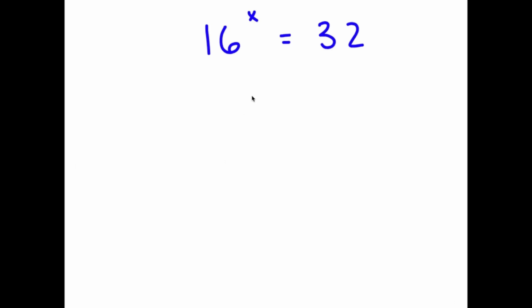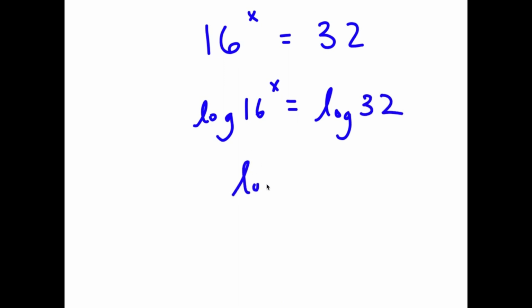Alright, so in this problem, I have 16 to the power of x is equal to 32. So to solve this, I actually have multiple different methods. My first method, I'm going to take the log on both sides. So I have log 16 to the power of x is equal to log 32.